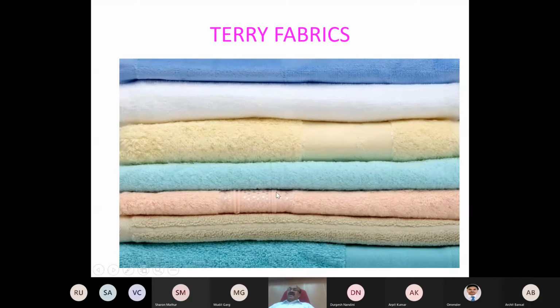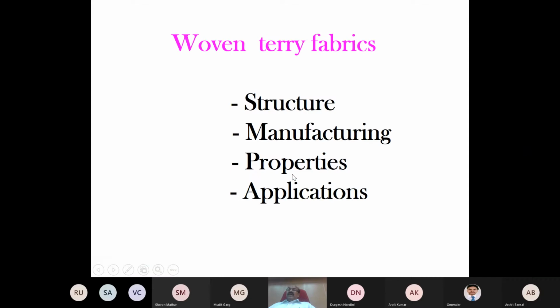So we need to understand what is special in this fabric, how it is manufactured, what are its properties, and in what way this fabric structure is different from the conventional fabric we have studied. Terry fabric can be produced both by knitting and weaving. We will discuss only woven terry fabric. So in this, we will discuss its structure, manufacturing, properties, and applications.